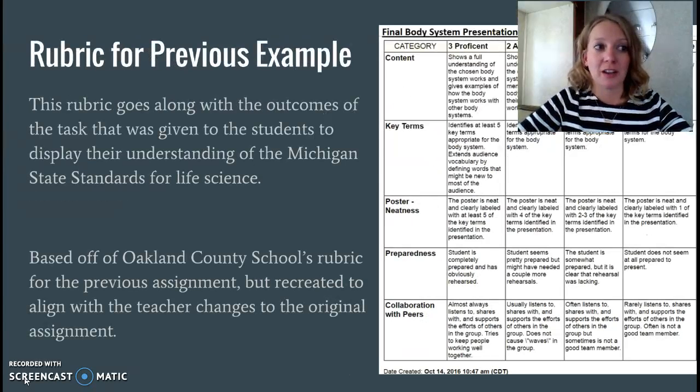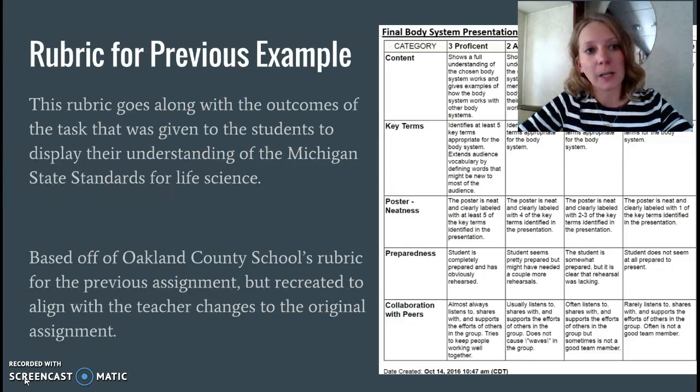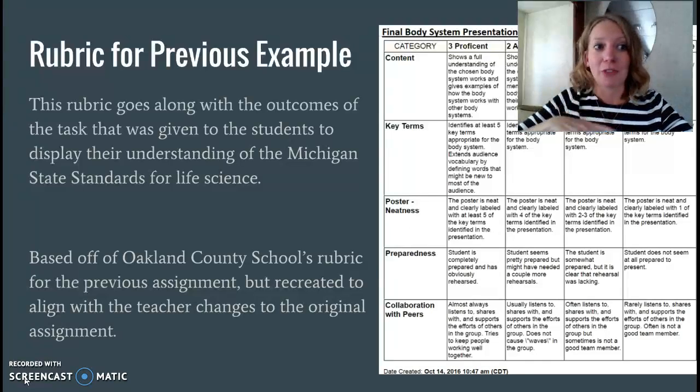So the rubric goes along with the outcomes of the task that was given to the students to display their understanding of the Michigan State standards for life science. And as you can see at the bottom of the rubric, it was very recently updated for a previous class. And I reformatted this rubric to align better with what our objectives were.